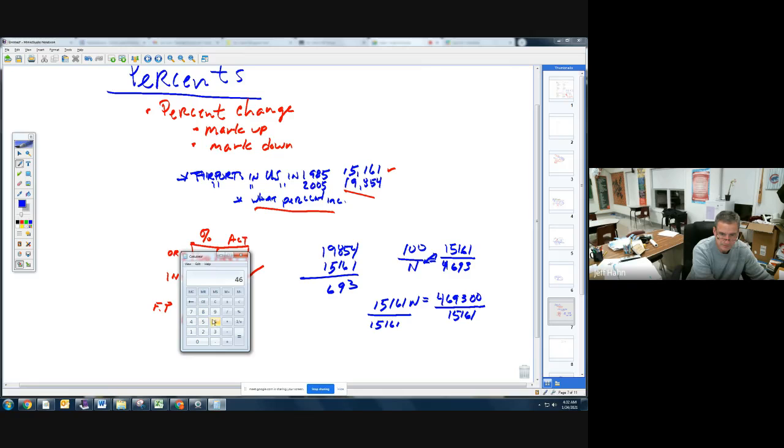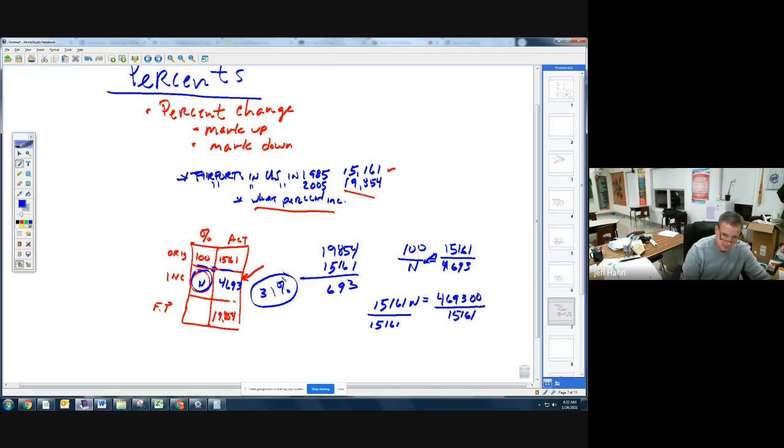469,300 divided by 15,161. You got nothing better to do today anyway. There you go. 31%. We round it to the nearest percent again. So right here goes a 31, and that is percent, and that would be the percent increase in airports that you do there. Let's do one that's not quite so obtuse.